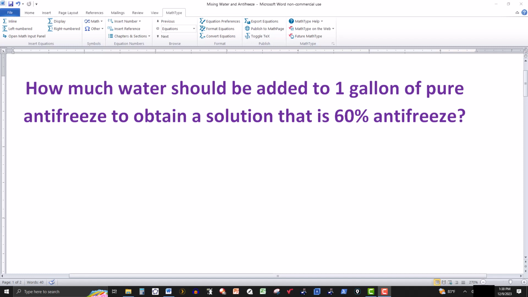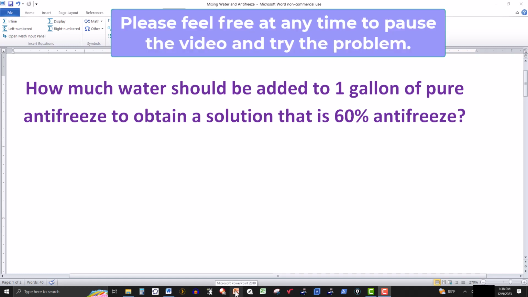In this video, we're going to solve this word problem. It's a mixture problem. How much water should be added to 1 gallon of pure antifreeze to obtain a solution or mixture that is 60% antifreeze?